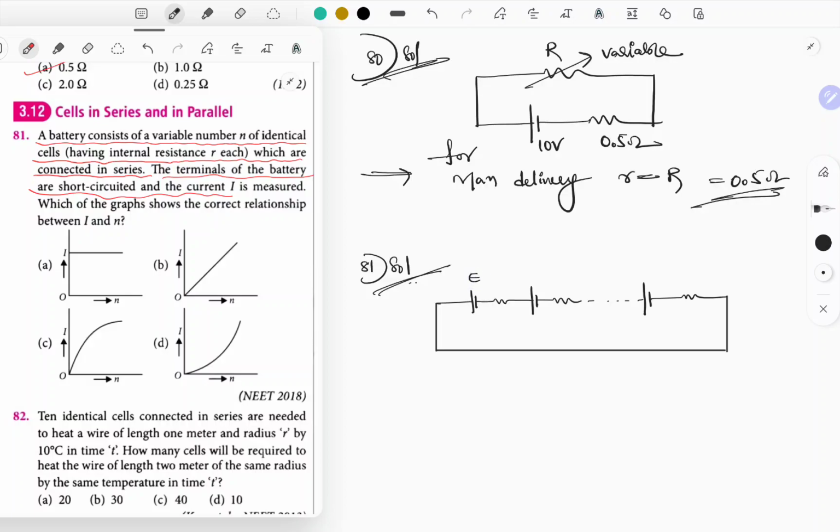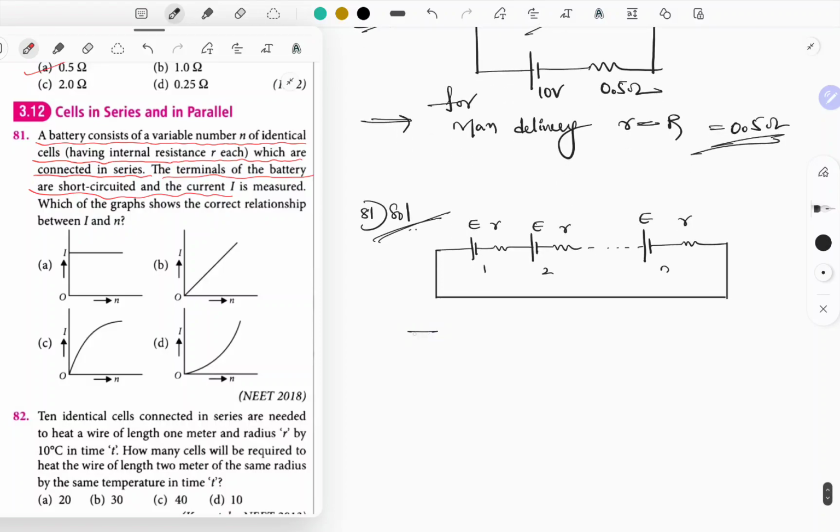So they said all these are identical cells. That means E and R. E is EMF, R is internal resistance. There are n such cells: 1, 2, ... n cells. Whenever cells are connected in series, the equivalent voltage is going to be E equivalent. As all these cells are connected in series aiding, the total EMF of all these cells is going to be n times E. Similarly, as all these resistors are connected in series, total equivalent resistance is going to be n times R.